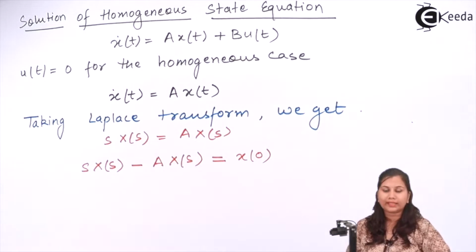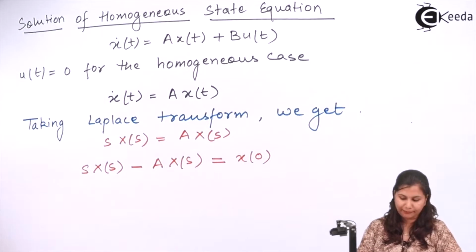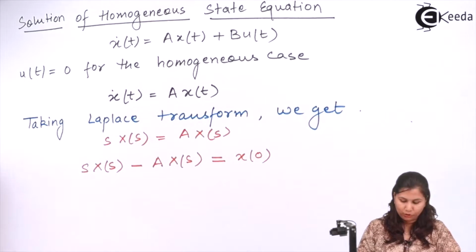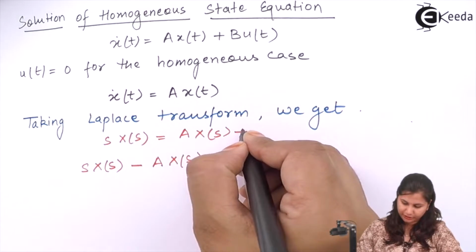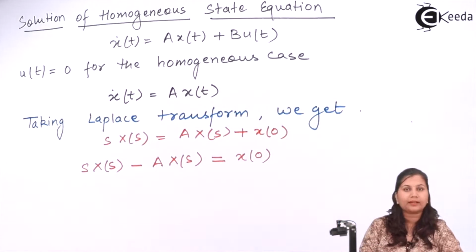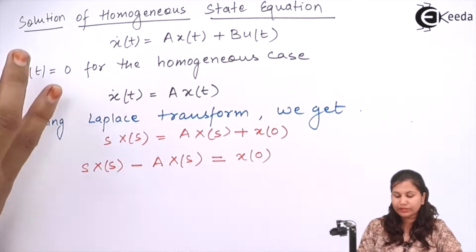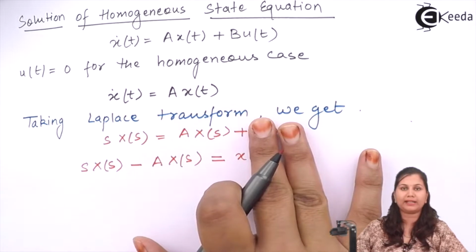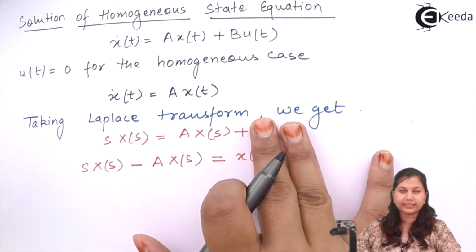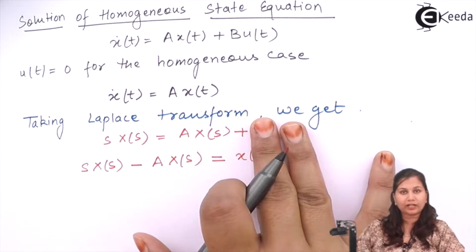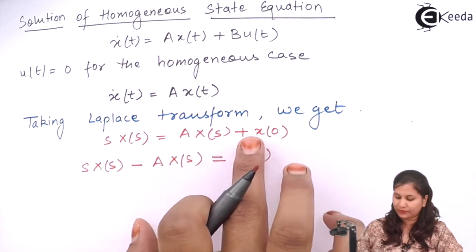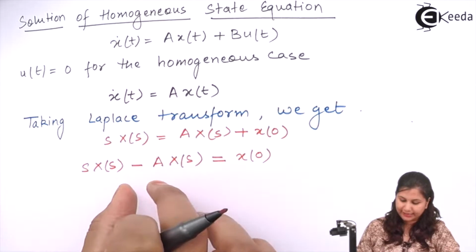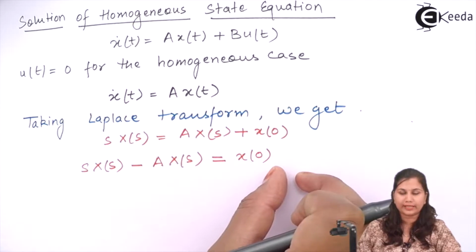Now keep one thing in mind: here we have taken the Laplace transform and we have not assumed that the initial conditions are 0, so we have to consider the initial conditions also. When you take the Laplace transform assuming initial conditions to be 0, this x 0 part is neglected. But here we have considered the initial conditions, so we have put an additional term plus x 0. So s X s minus A X s will be equal to x 0.